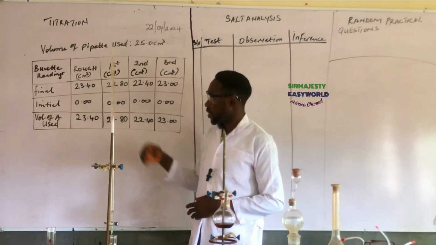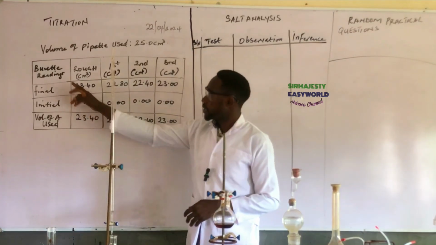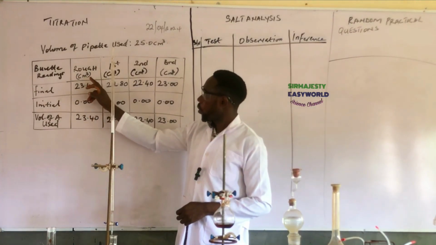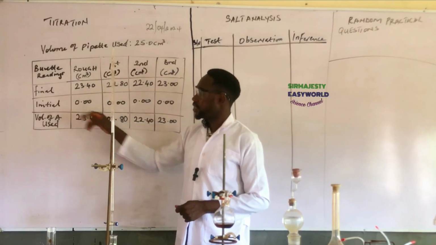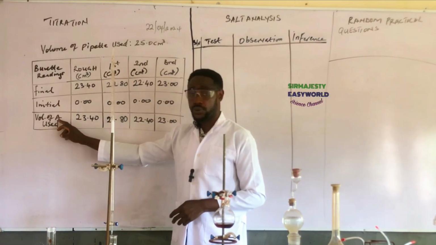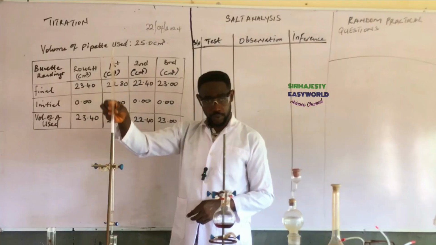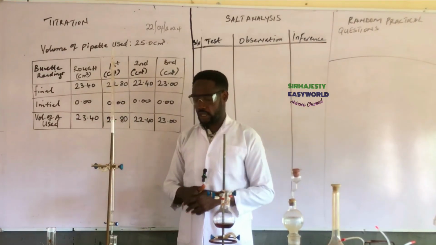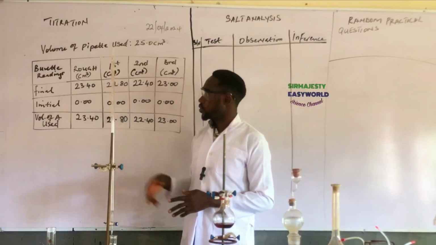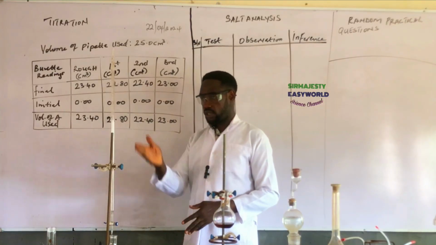When you look at this table, we have the burette readings: the rough, first, second, and third, then final and initial. Then the volume of A used, if you were told to put A in the burette. If you were told to put B in the burette, this should be volume of B used. So, looking at this, we will assume the question you see on the screen is what we are using to give you these instructions.